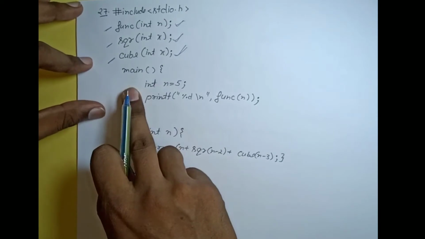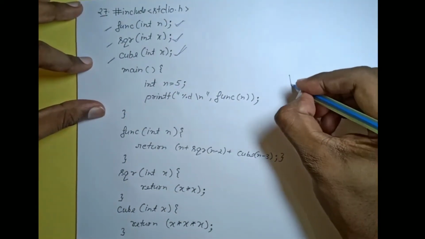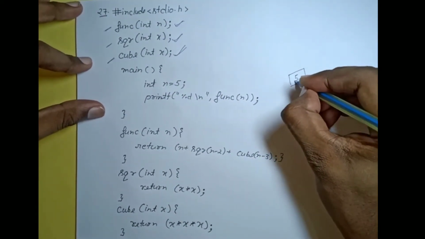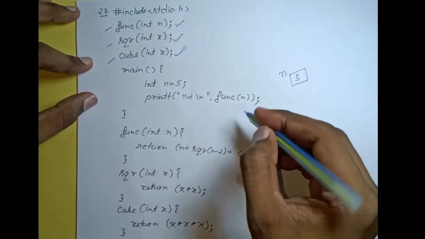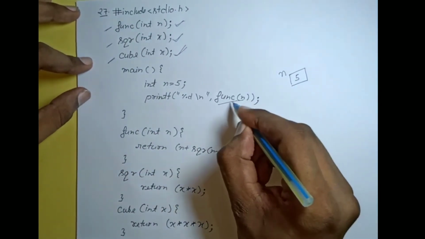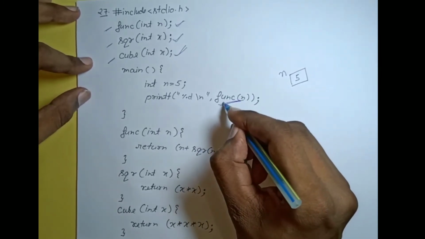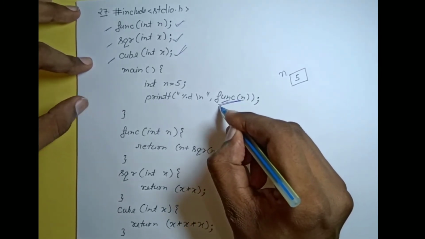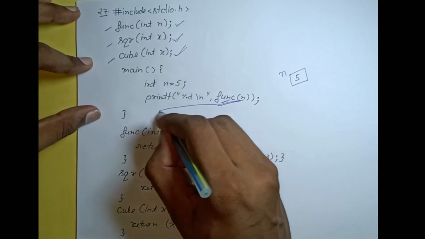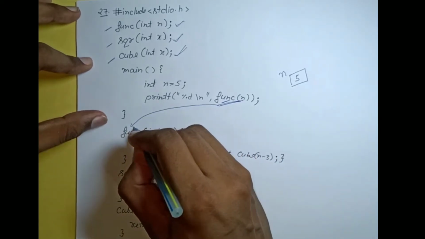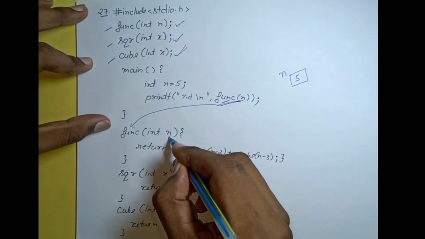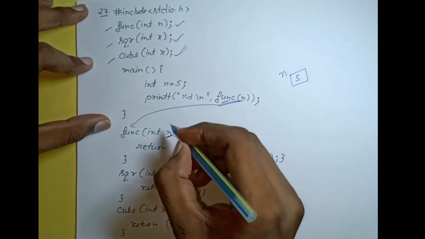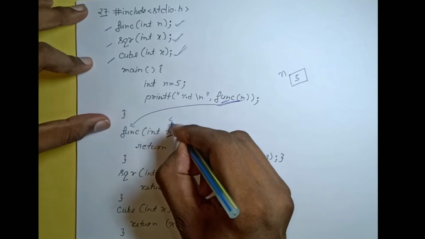Then we have a main function, with a variable whose initial value is 5. Then we have a printf function. In the printf function we are calling the function func. As the function func is called, the control of the program goes to the function func. Then we are passing the value 5, and the 5 comes here. The value of this n is also 5.